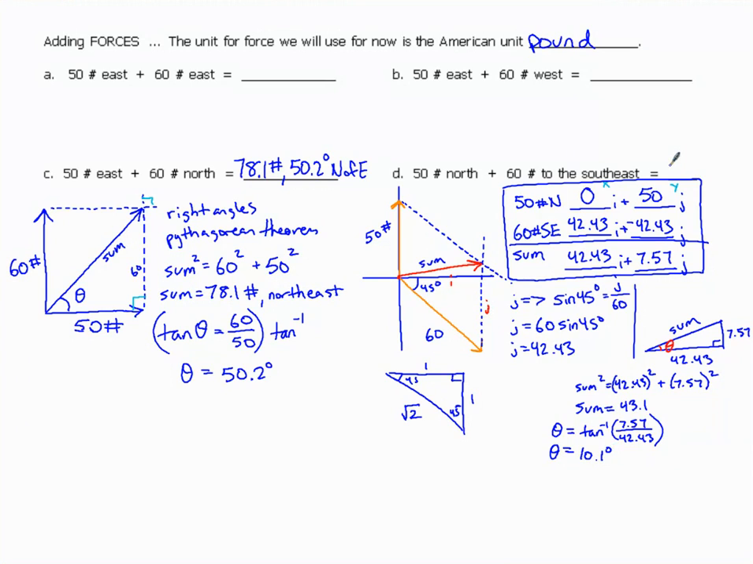So back up to here. The sum we found as 43.1 pounds. We found that one here. That's the length of this. And at an angle of 10.1 degrees, and that is north of east.